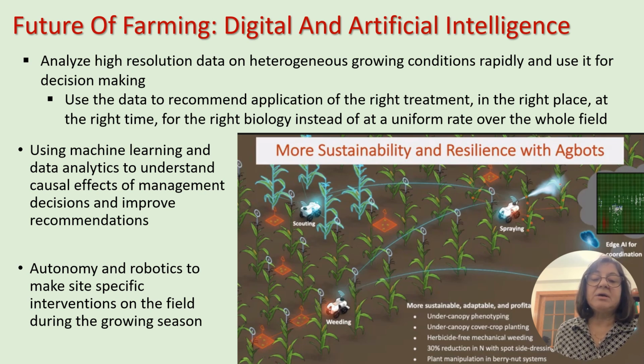And so this data can be used to understand the causal mechanisms of how input applications and management practices affect outcomes, and thereby use this data to provide better recommendations and improve the ability to predict outcomes with certain management practices. And these technologies are also enabling autonomy and robotics that can make site-specific interventions on the field during the growing season.